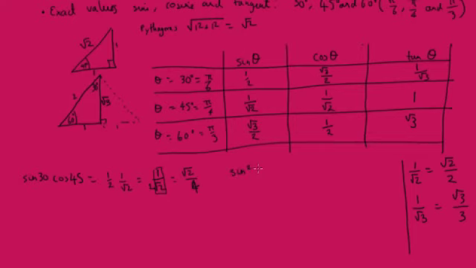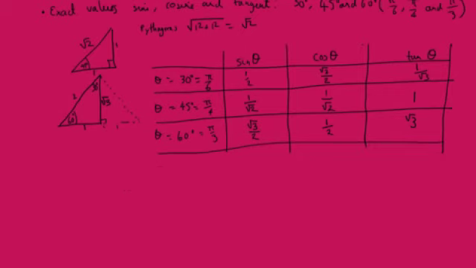Next one is going to be sine squared pi over 3, which is the same as sine pi over 3 times sine pi over 3. So pi over 3 is 60 degrees, so that is root 3 over 2 times root 3 over 2, which equals 3 over 4. And you can't do anything with that.